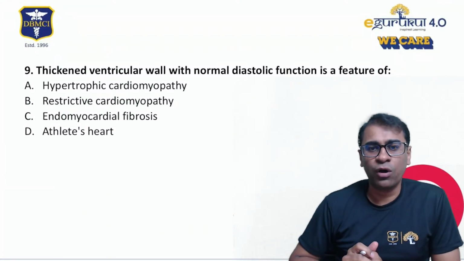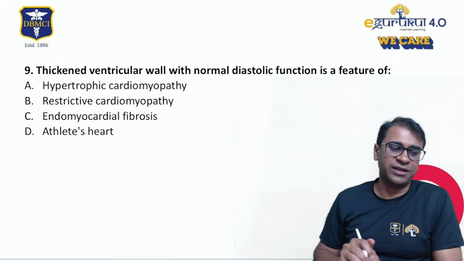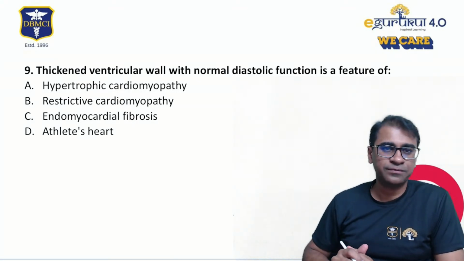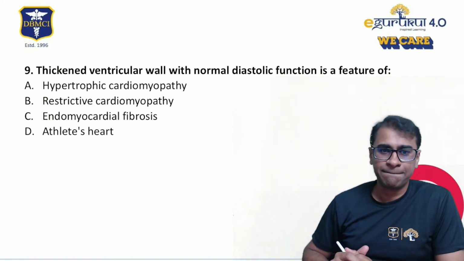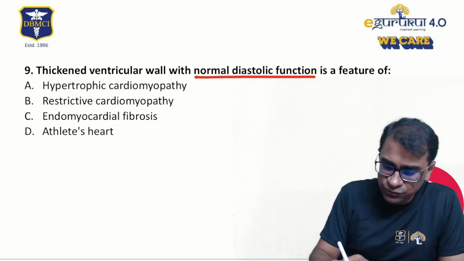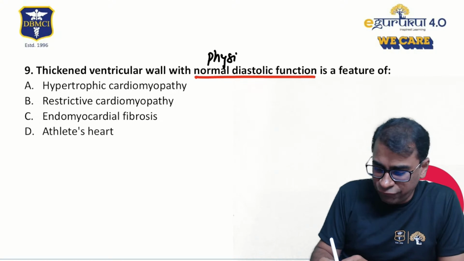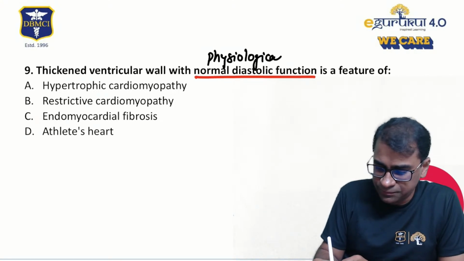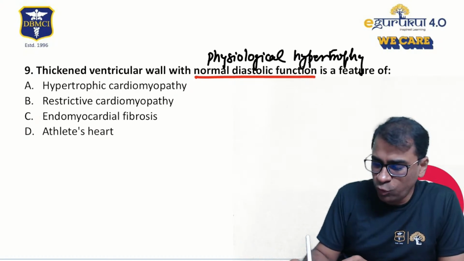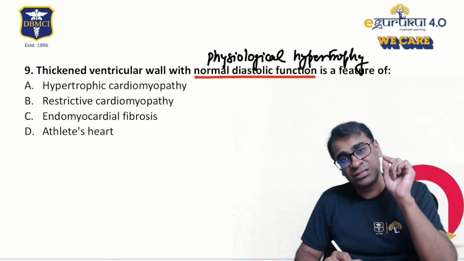Thickened ventricular wall with normal diastolic function is a feature of? देखो, because doctor the normal diastolic function, it becomes what? It becomes a case of physiological hypertrophy of heart.